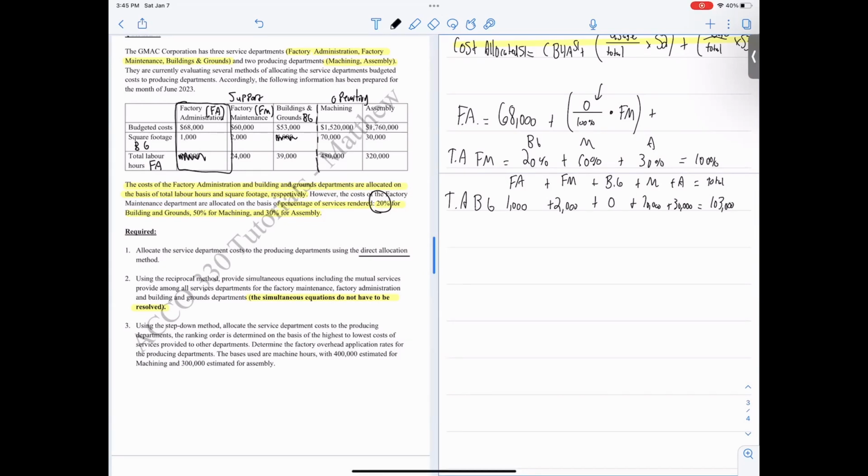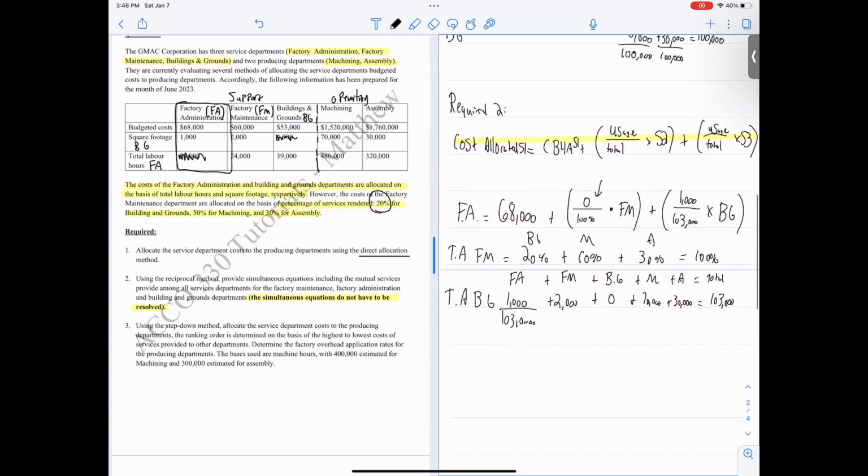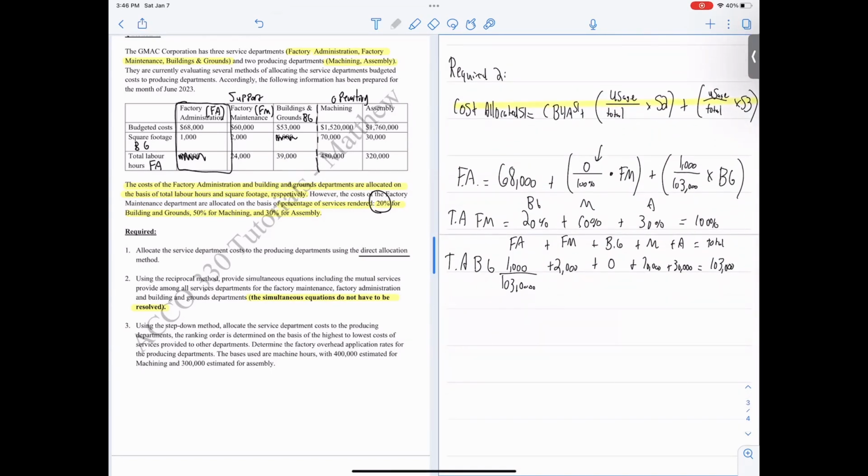So factory admin has a cost before allocation of 68,000. They use nothing from factory maintenance. And then they use 1,000, because if you look at your proportion here, it's 1,000 over 103,000, times building and grounds. And that is your equation for factory admin. I hope that's okay with everyone. That's the first part of the required.